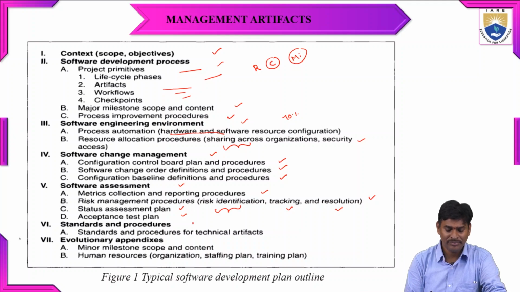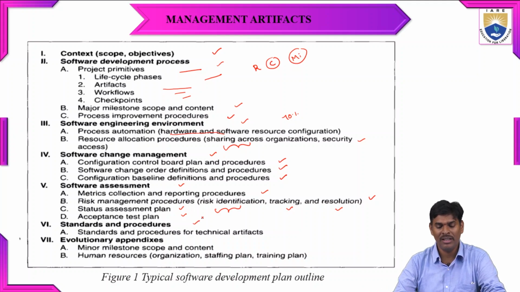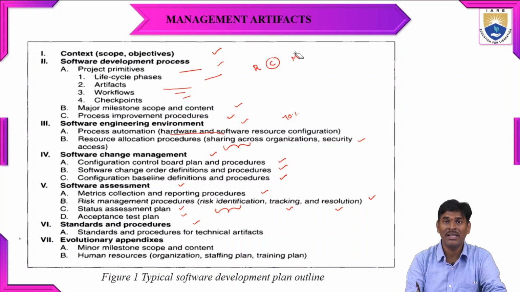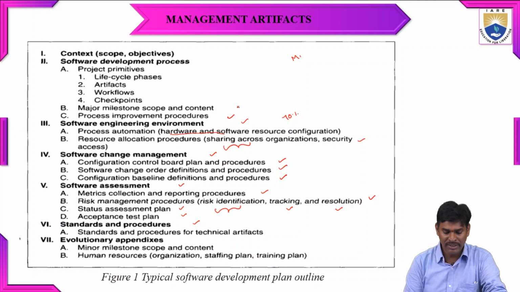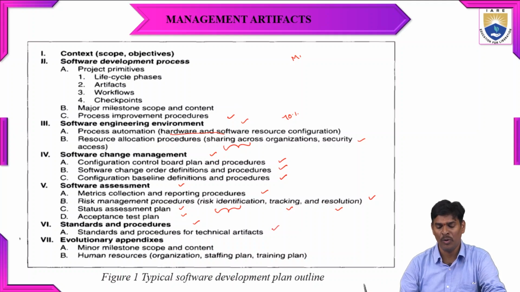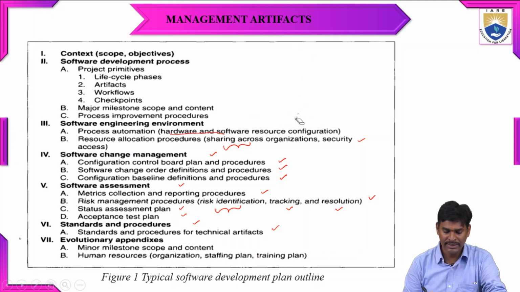The next one is standards and procedures. When they are developing the software, they need to follow the standards as well as the plans. Based upon these policies and standards, they need to build the software. That's why there are standards and procedures for the technical artifacts. They need to follow some standards regarding how they are going to build these softwares based upon the artifacts. The last one is the evolutionary appendix.